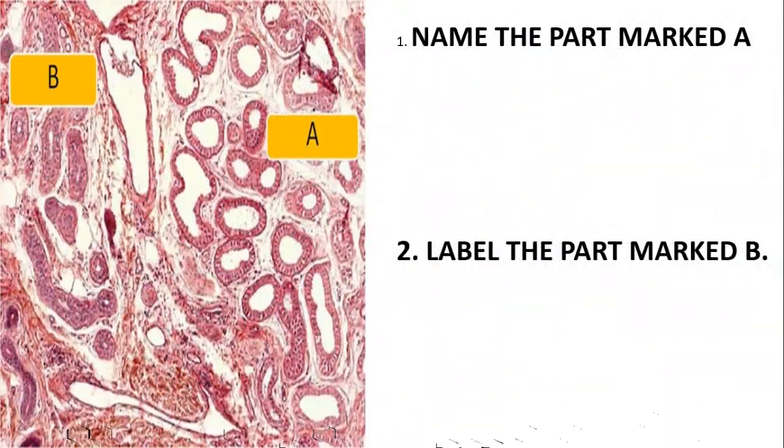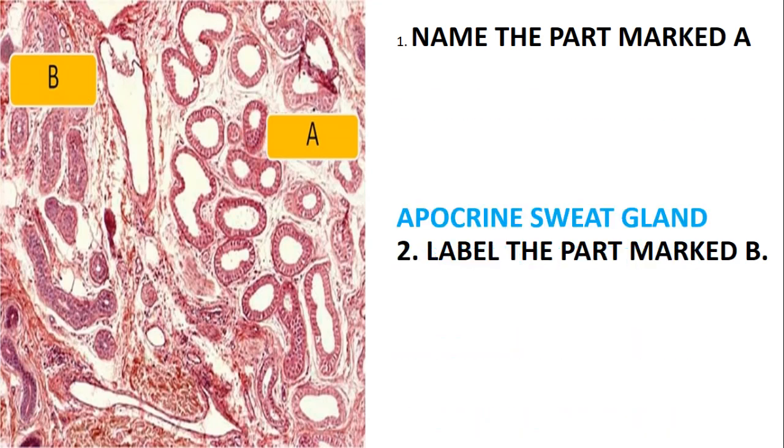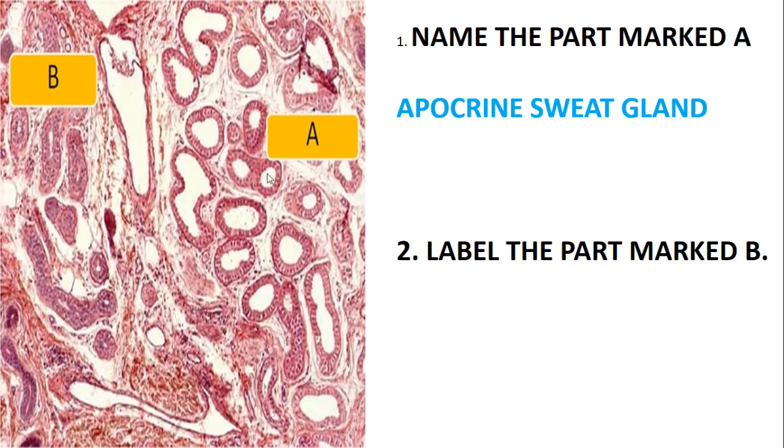Okay, name the part marked A. So if you look at these parts, this is just a slide from the skin. If you look at these, these are sweat glands and those are also sweat glands. But you need to understand that these sweat glands and those sweat glands are different. The ones marked with A are apocrine sweat glands. Mostly the apocrine sweat glands are not stained dark.